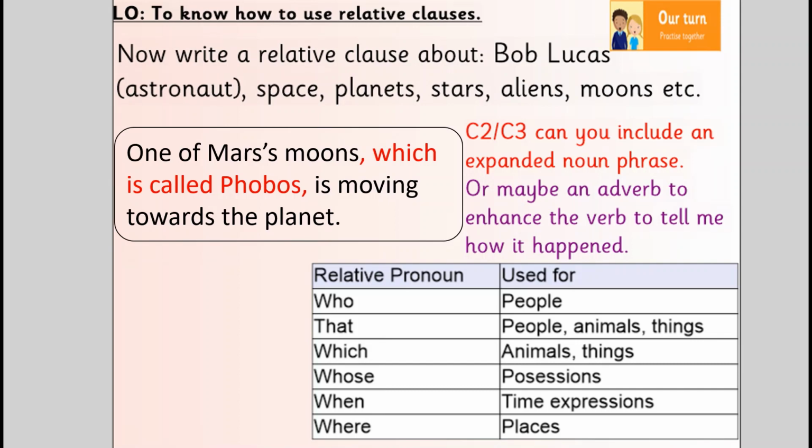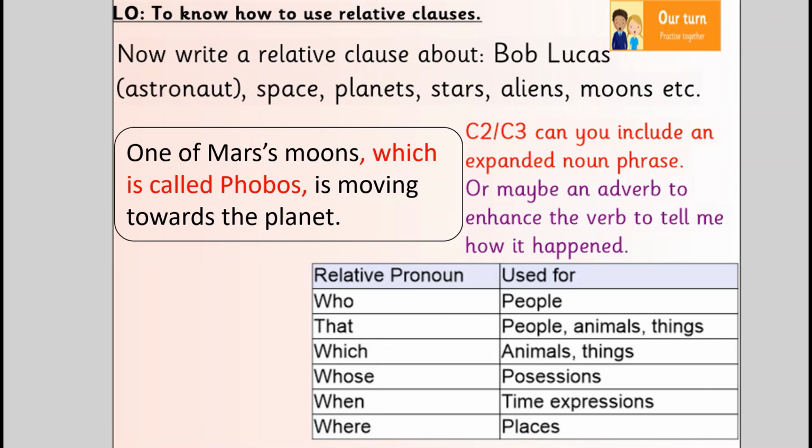Now I'm looking to the right-hand side. Could I include an expanded noun phrase? Or maybe I could include an adverb to enhance the verb to tell me how it has happened. So I'm going to look in this sentence, trying to find one of my verbs. Now moving is my verb. Well, how is the planet moving? Is it moving quickly, slowly, rapidly, frantically?